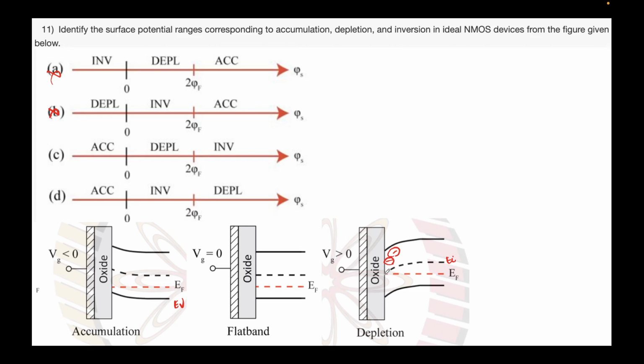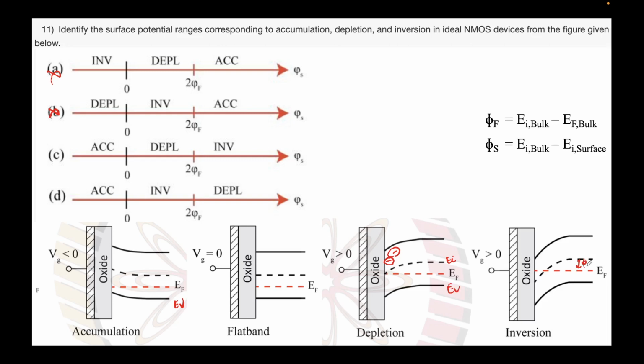If you cross 2 phi f, yeah, this is phi f. This entity is phi f, right? And this entity is also phi f. This is when we have strong inversion. So the total band bending will be phi f plus phi f, which is 2 phi f. So as I was saying, phi s, if it's greater than 2 phi f, that means you have strong inversion, which is what we are talking about here: depletion, and then we'll enter the inversion.